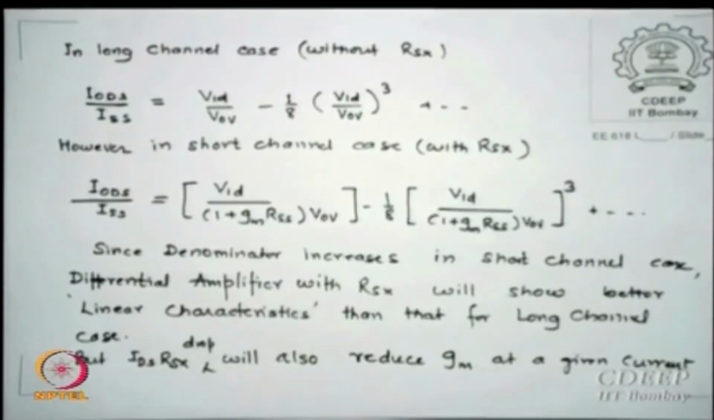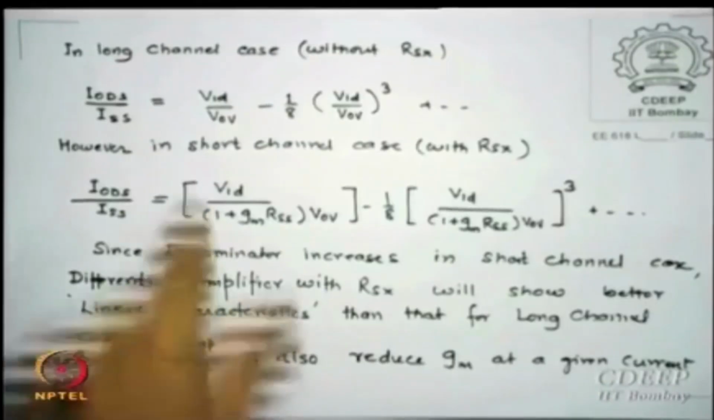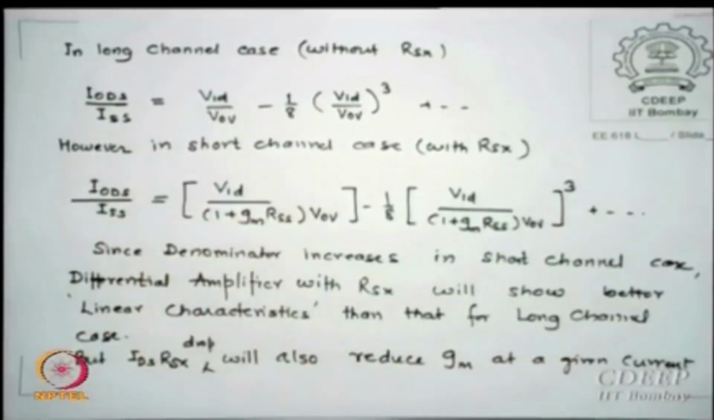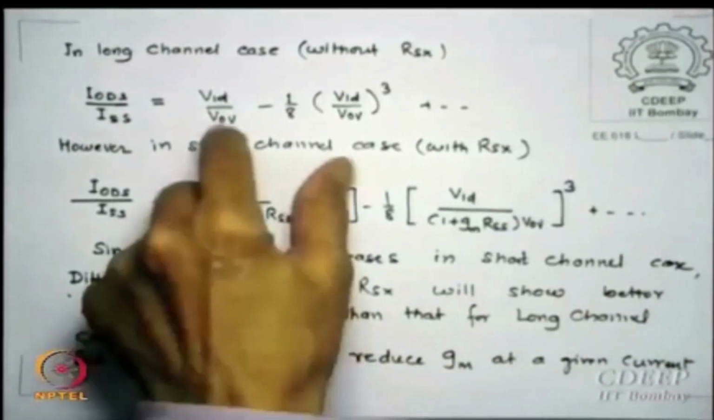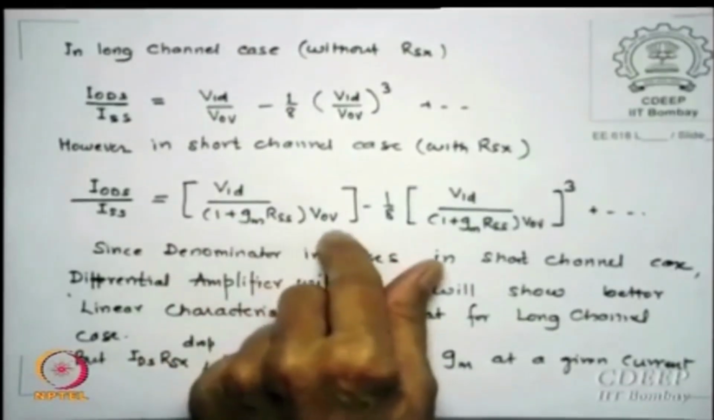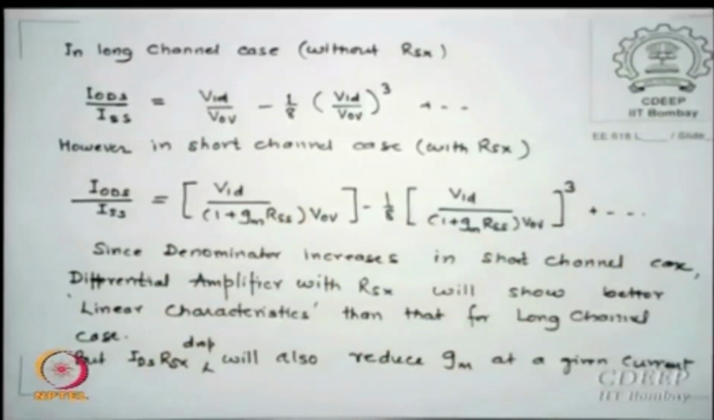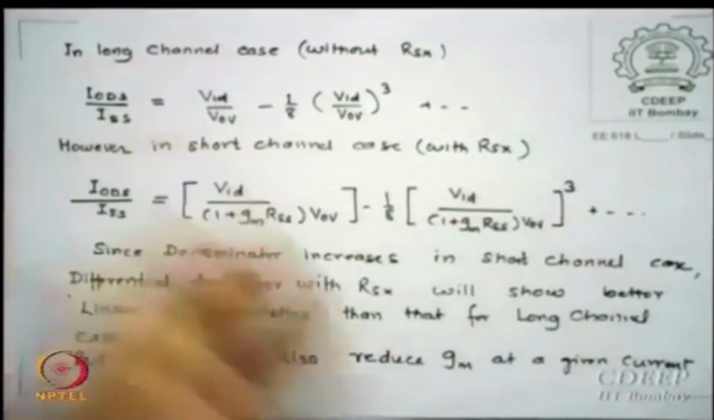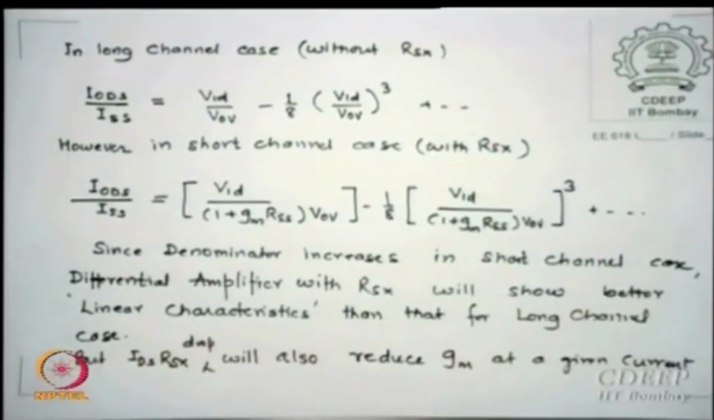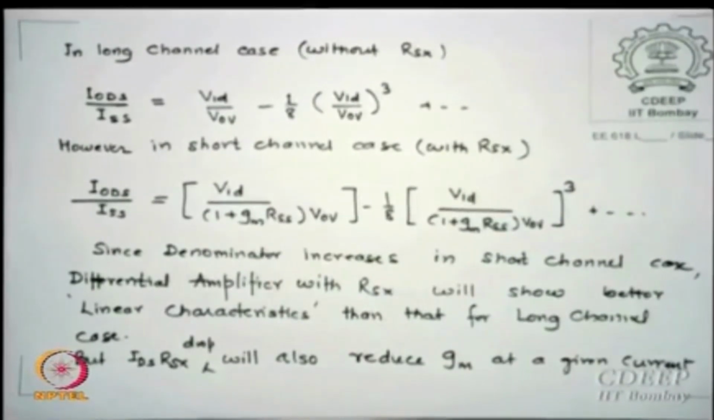However, in a short channel device, what should I replace now? This VOV will become, because of the degeneration, 1 plus GM RS times VOV. We have done it earlier. I am just replacing the source degeneration value. So the new value of VOV will be 1 plus GM RS times VOV, where RS is the source resistance, minus 1/8 of this. Do you see the denominator is increasing? Since the denominator is cubed here and increasing, the short channel differential amplifier with RSX will show better linear characteristics than the long channel device.